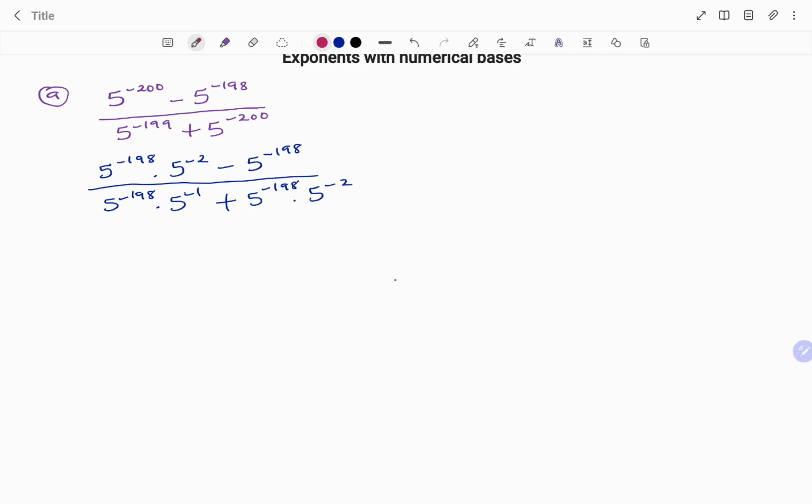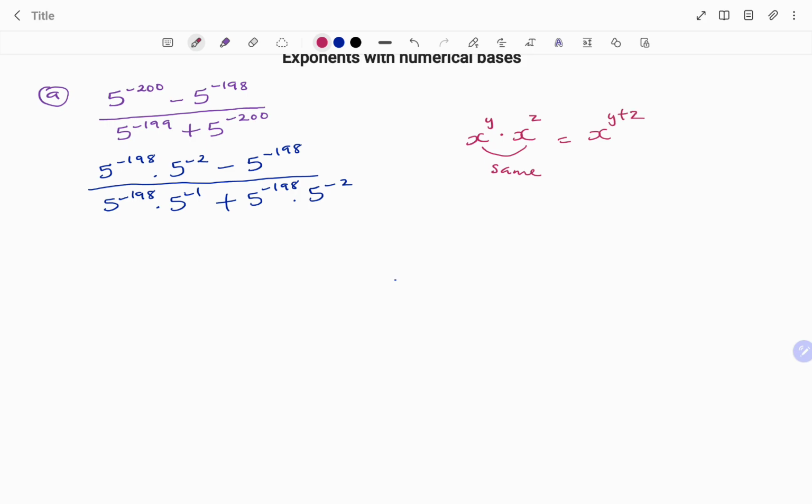I got that using laws of exponents, which states that if I have the same base, if I have x to the power of y multiplied by x to the power of z, because the bases are the same, I'm going to be adding the powers, so that will be x to the power of y plus z.